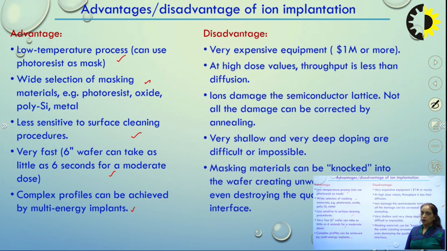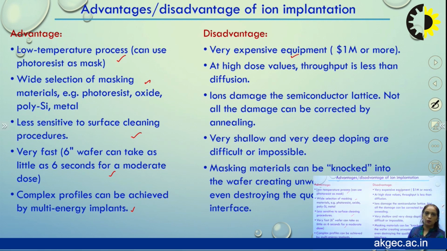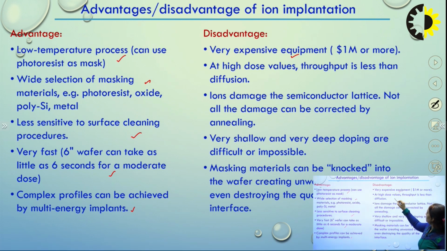There are some drawbacks of this method. It is a very expensive process. The equipment cost is very high. At high dose values, your throughput is less than diffusion. Ion damages the semiconductor lattice, and not all the damage can be corrected by annealing. Annealing we are going to cover in the last part of the lecture.